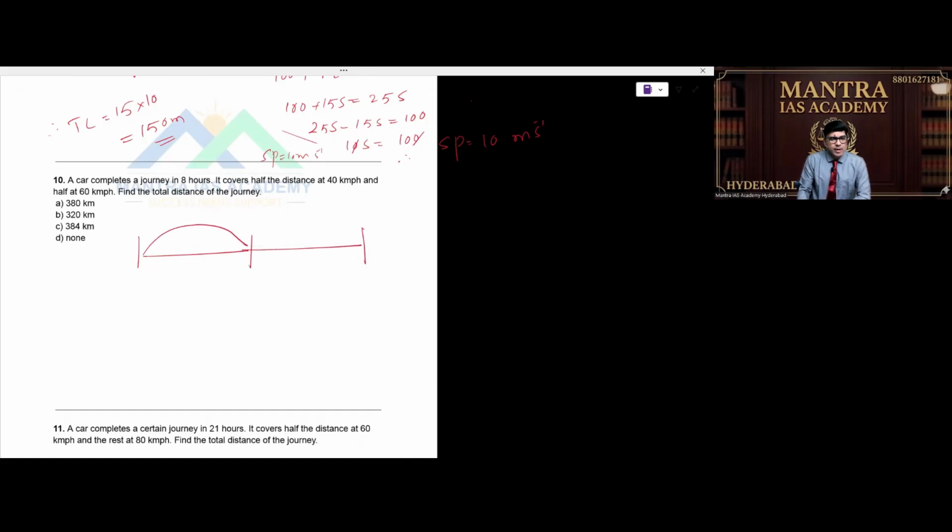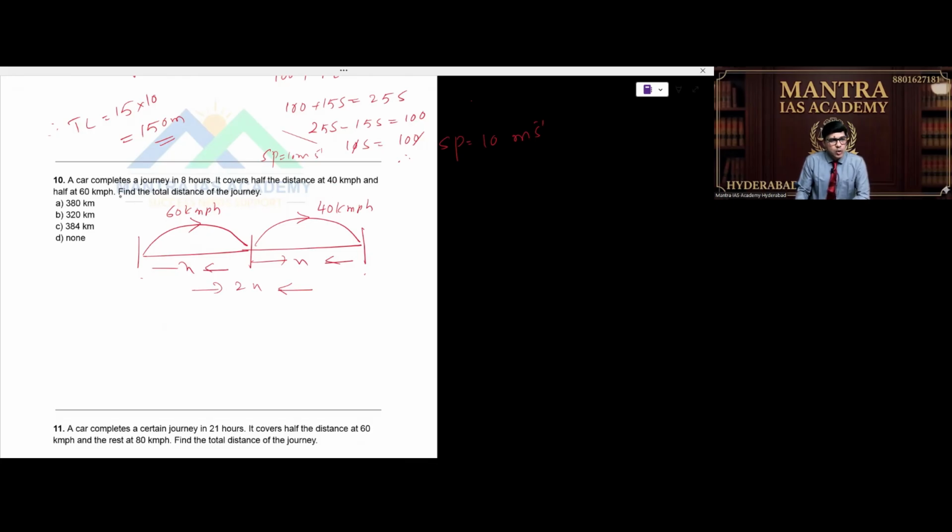So the first half distance is, imagine, X. Here also some X. Now the speed in this case is 60 kilometers per hour, and in the other case it is 40 kilometers per hour beta. Clear? Now, my target is distance. X plus X is the total distance, which is 2X beta. This is the target, from here to here we have to find out. The time in this case is 8 hours.